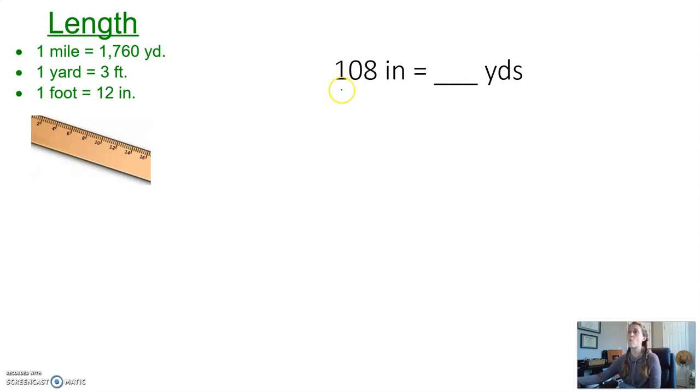We're going to go from 108 inches to yards. We're going from inches to yards. Looking over here at my conversion chart, here are my inches and here are my yards. So I can see that inches are on the very bottom. So inches are smaller than yards. So we are going small to big.